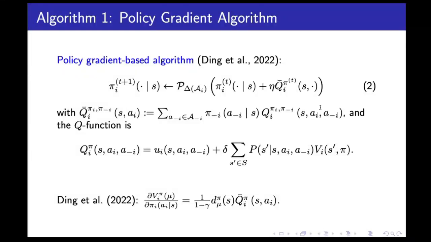So our first algorithm is a policy gradient-based algorithm, essentially from Xinyu and his co-authors' work on the Markov potential game. The update of the policy is pretty straightforward. It's just a projected gradient ascent onto the policy space. Here, this Q bar is the average of a standard Q function, the state-action function, where you take the expectation over all the other players.